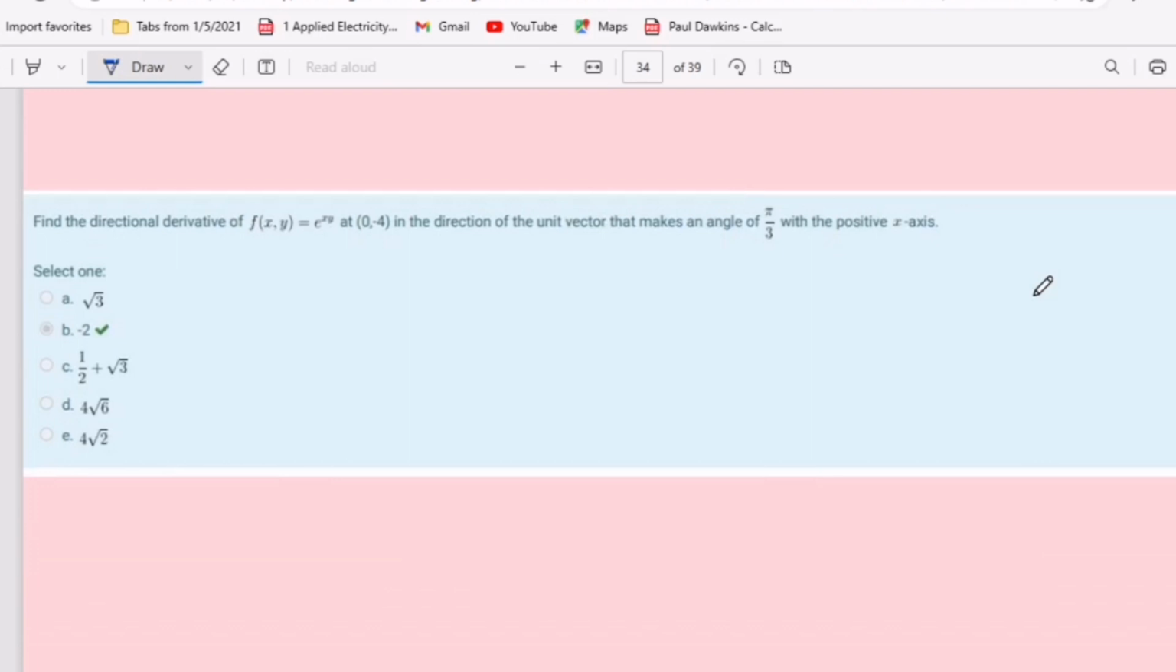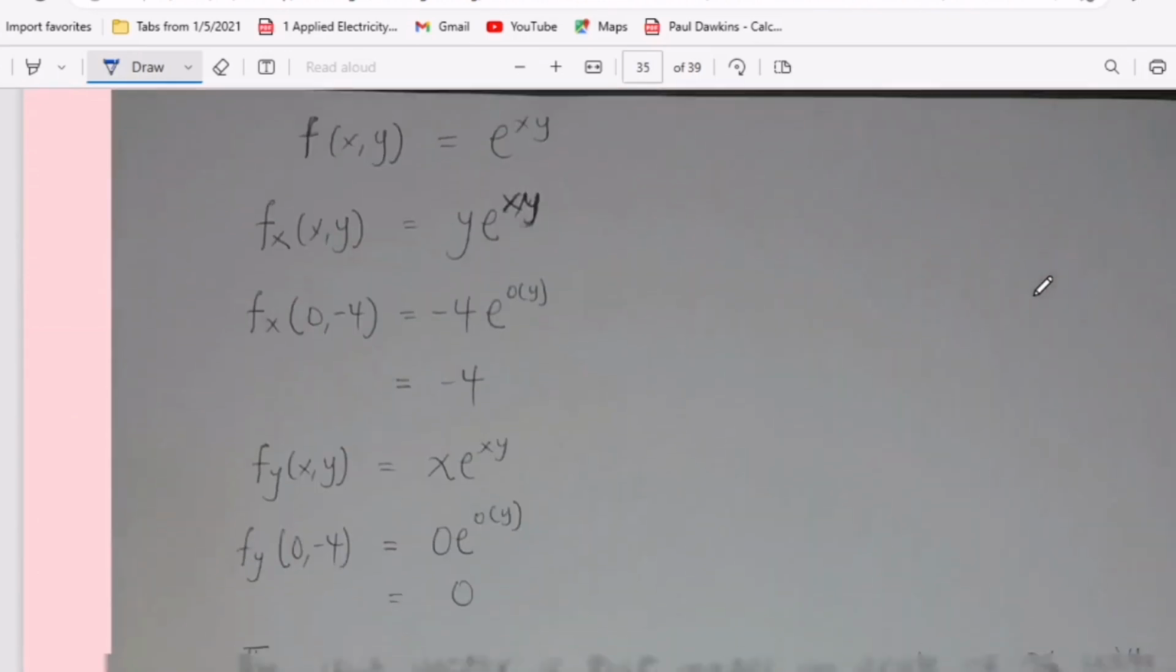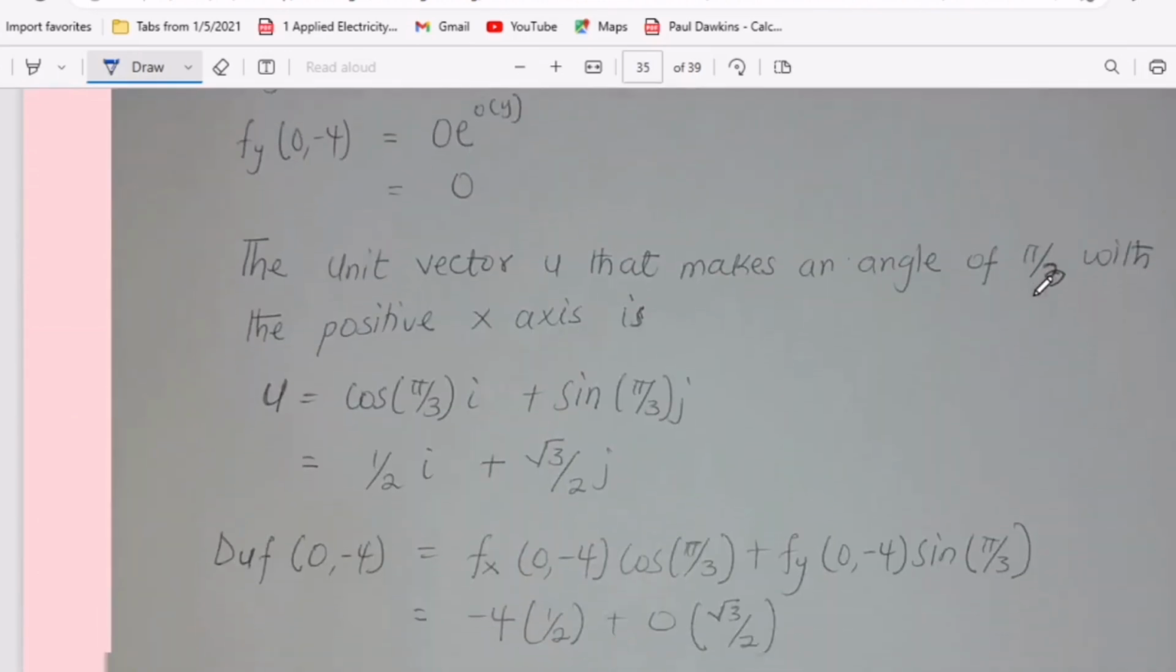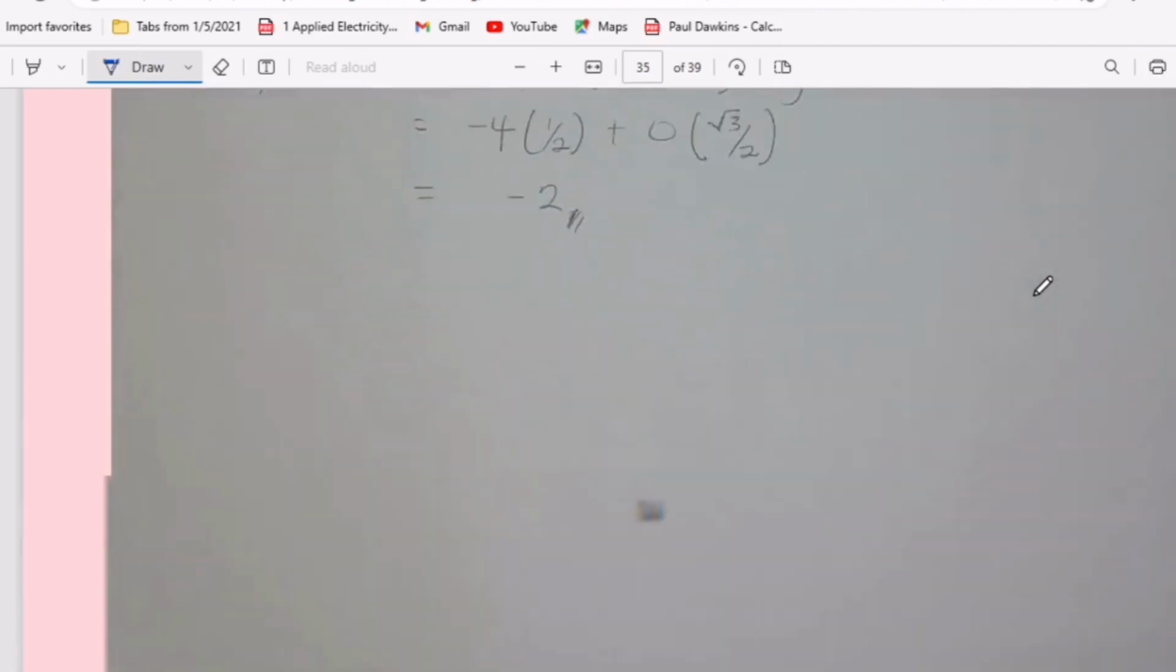The directional derivative too, we are going to do the directional derivative. It's very simple, so you can look through the solution and see how it was solved.